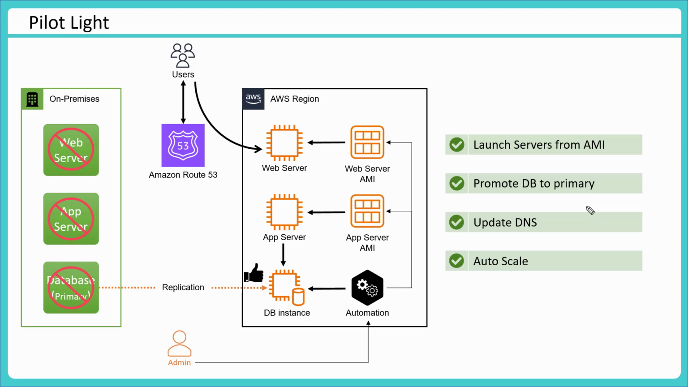How you would implement it depends. You may implement your replication piece with some third party or the native solutions of the vendor, and then for the automation piece, again, you could use your programming languages or CloudFormation templates or Terraform to launch all these templates and update the DNS record. So this configuration or this way of recovery is considered as Pilot Light.